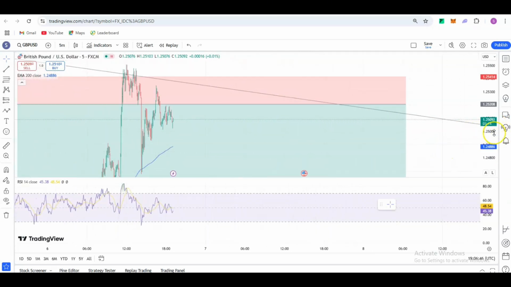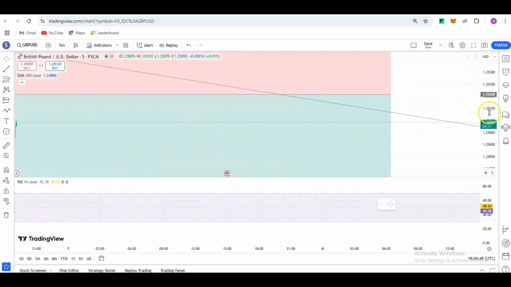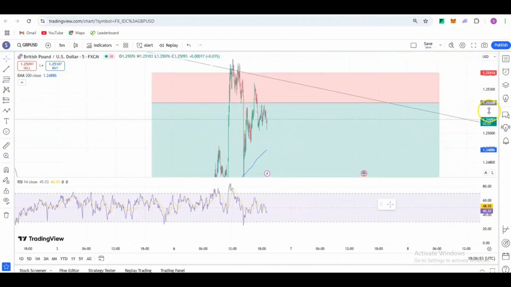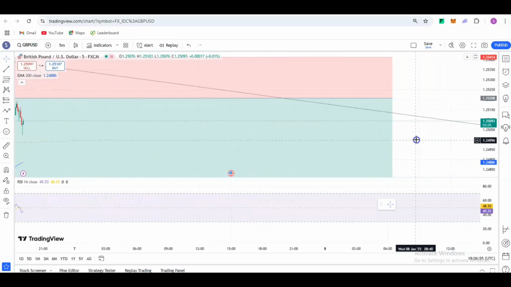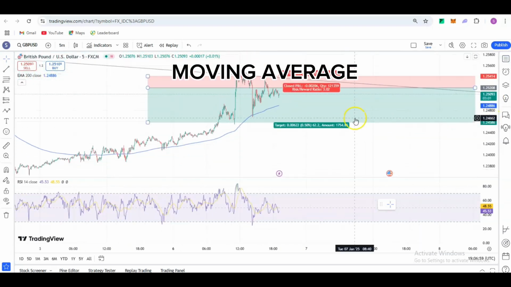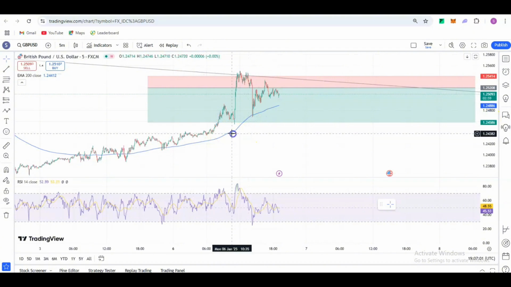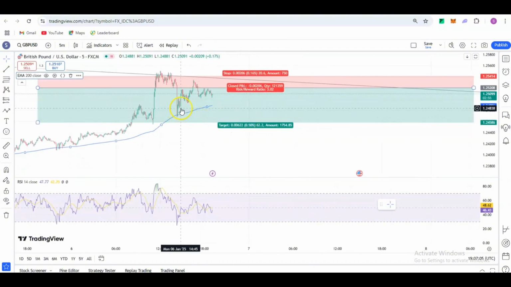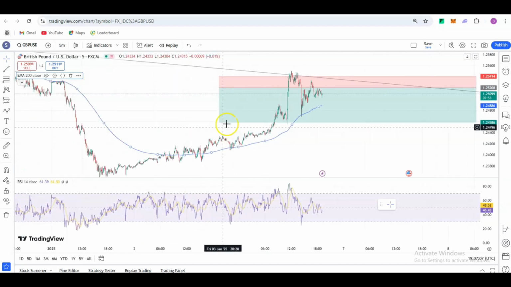I was able to see that there is a support. This particular candle has found a support on the 200 moving average. This is the support. This is the 200 moving average here, serving as a support and not allowing this to move further down to come and hit our TP.